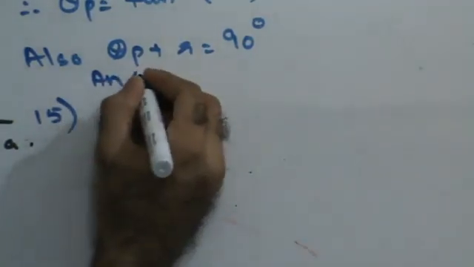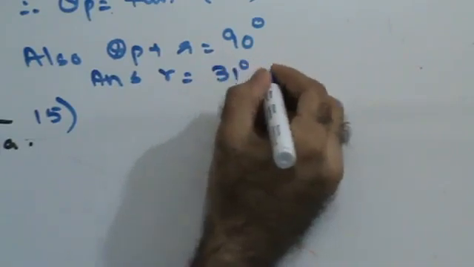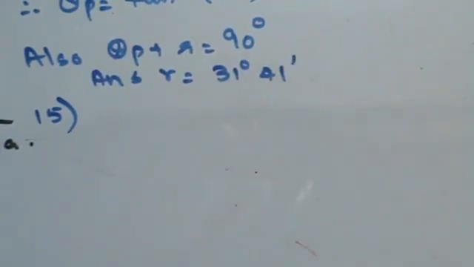The answer for that sum: the refractive angle should be equal to 31 degrees 41 minutes.